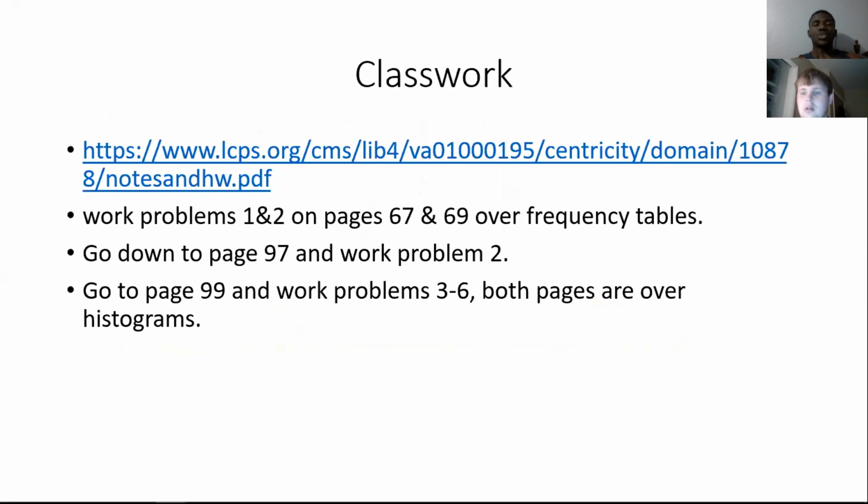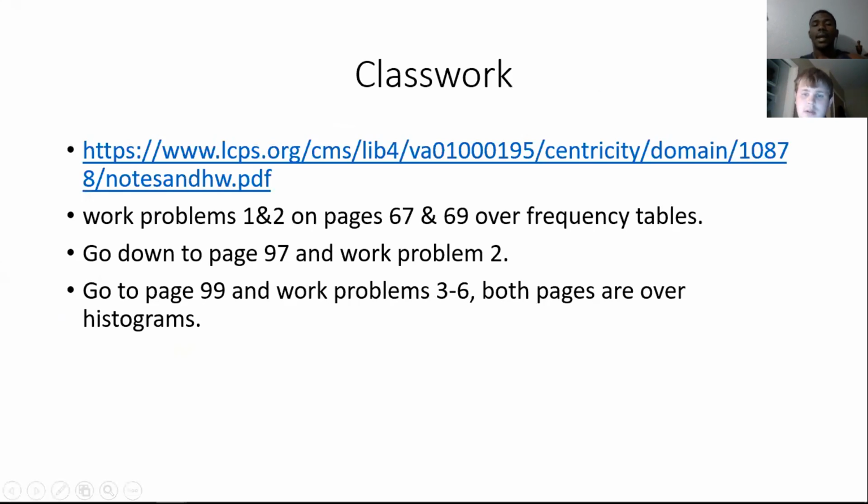For extra work, if you want to do it, which I would really recommend, there's a link right here. I gave you a link so you can work problems 1 and 2 on pages 67 and 69. These are over frequency tables. Then you can go down to page 97 and work problem number 2. Then go down to page 99 and work problems 3 through 6. Both pages are over histograms.